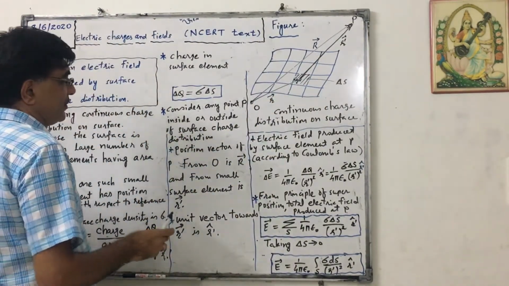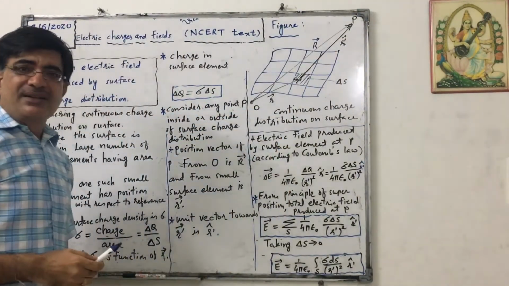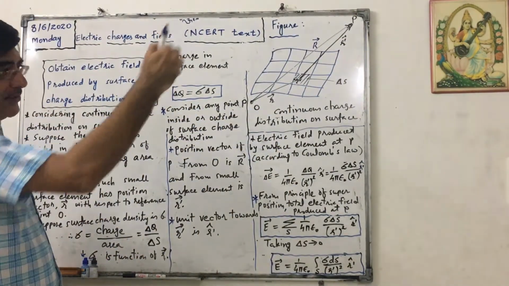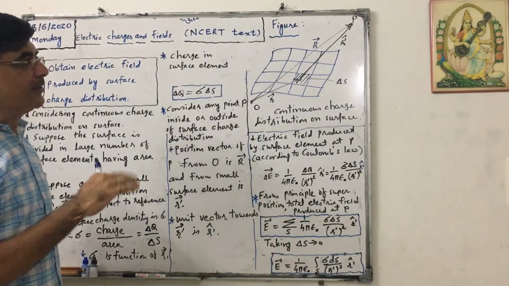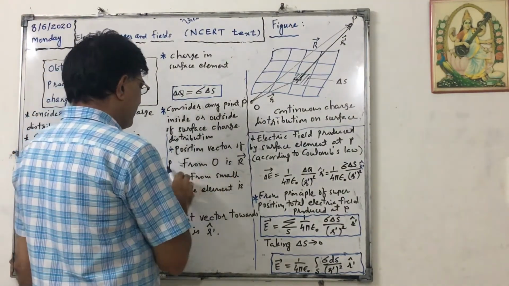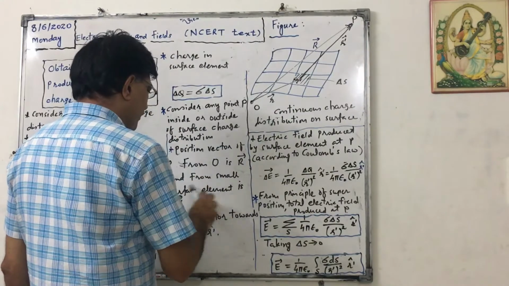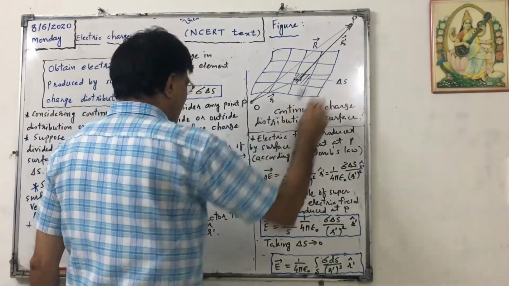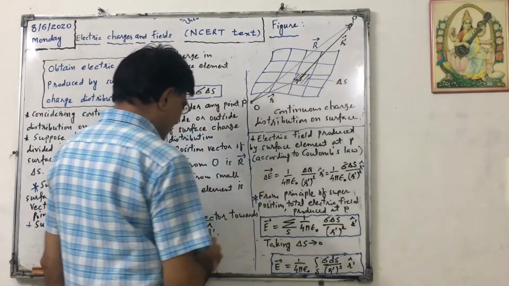So consider any point P inside or outside of the distribution. I have considered outside in order to have a simple figure. The position vector of P from O is vector capital R, and from the small surface element it is vector R dash. The unit vector in this direction is R dash cap.